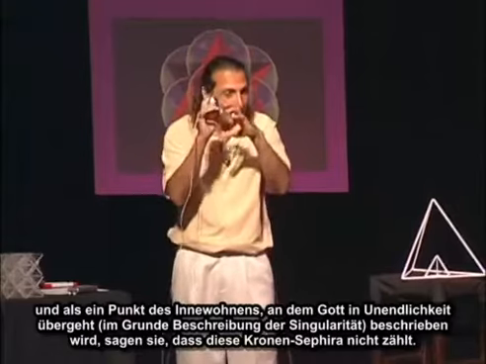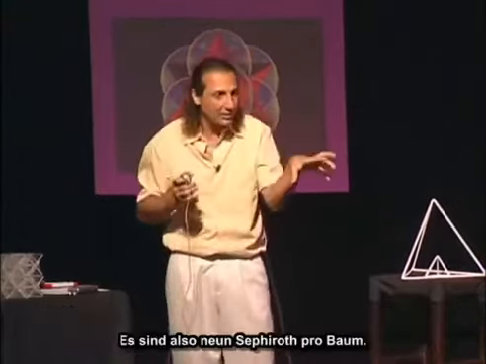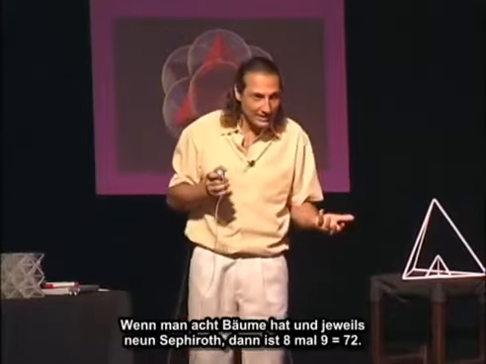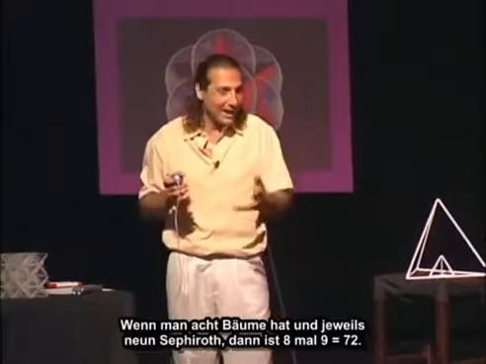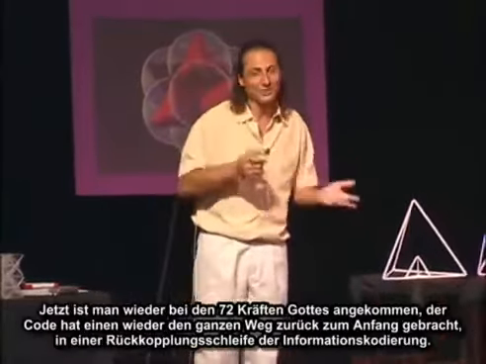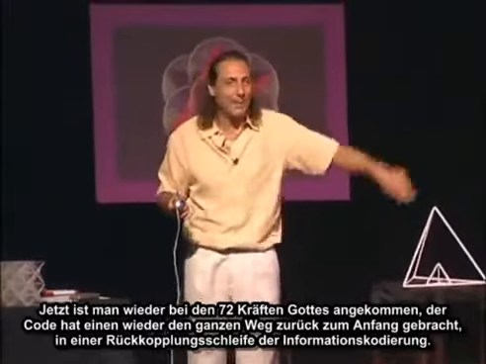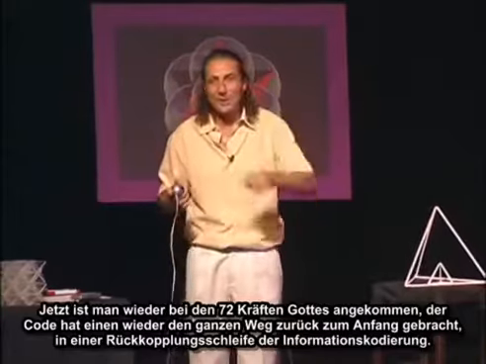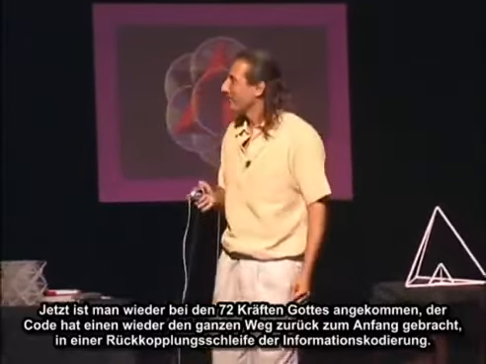When they say that, they say that one doesn't count. So you get 9 sephirot per tree. Well, if you have 8 trees and you've got 9 sephirot per tree, 8 by 9 is 72. And now you're right back to the 72 powers of God. And the code has brought you all the way back to the beginning in a feedback loop of coding information.